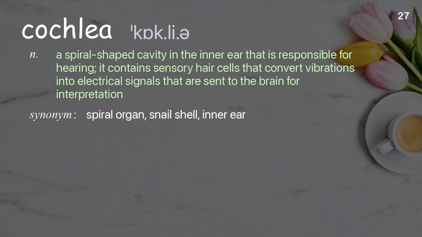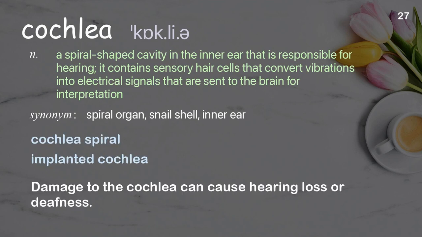Cochlea. A spiral-shaped cavity in the inner ear that is responsible for hearing. It contains sensory hair cells that convert vibrations into electrical signals that are sent to the brain for interpretation. Examples: Cochlea spiral. Implanted cochlea. Damage to the cochlea can cause hearing loss or deafness.